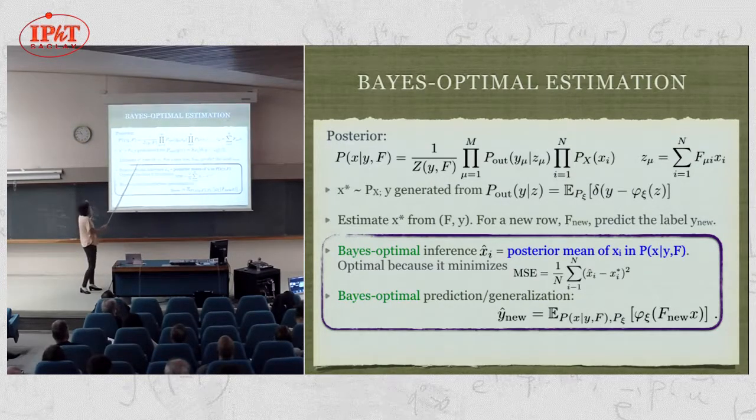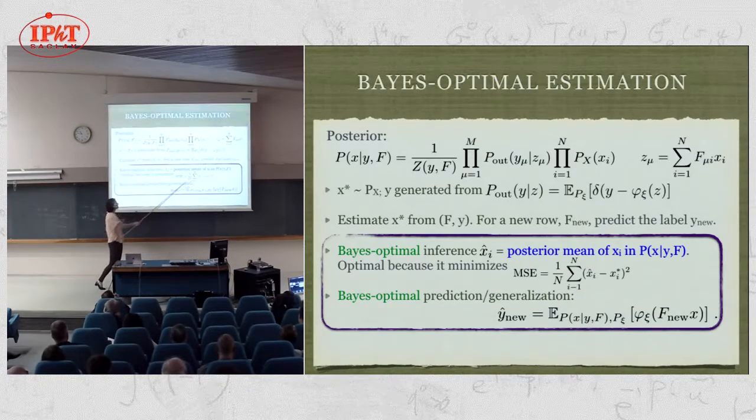The y was generated using this x star, and the goal is to estimate the x star back from f and y, and, if we get a new row of f, to predict the new label. And the way to do that, we know what that is. We have to compute the posterior mean of xi in that probability distribution. In physics terms, we need to compute the local magnetization of the corresponding Hamiltonian, if you want. So that's if we want to estimate optimally the x star.